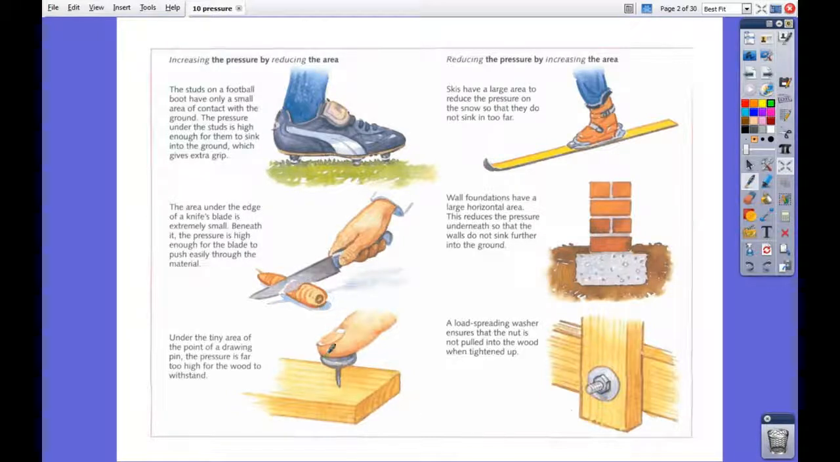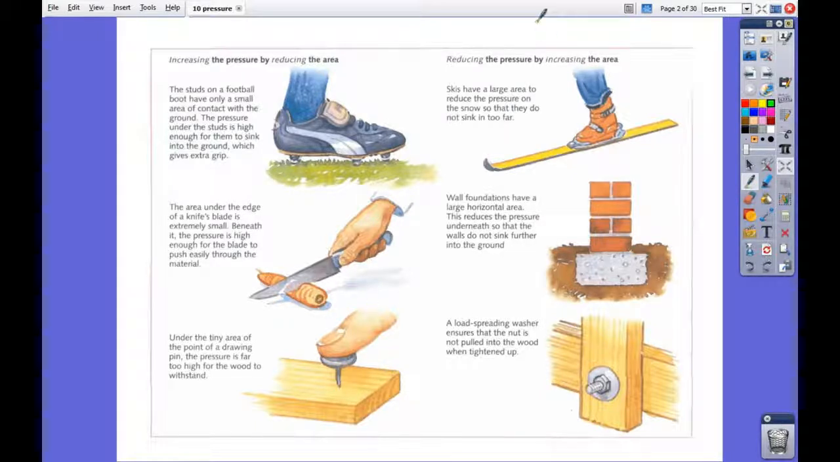Here we have a nail. A nail has a wide end and a pointy end. These two ends will create small pressure at the top, so our hand doesn't feel any pain, while the other end is designed to create high pressure, so this nail can sink into the wood.